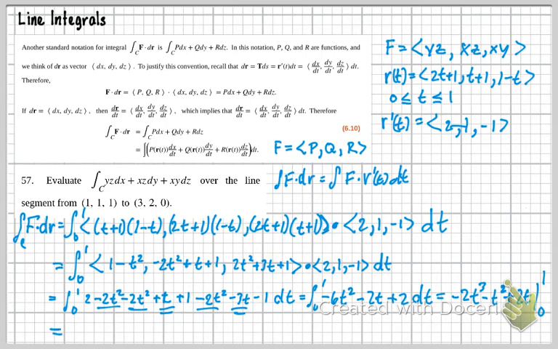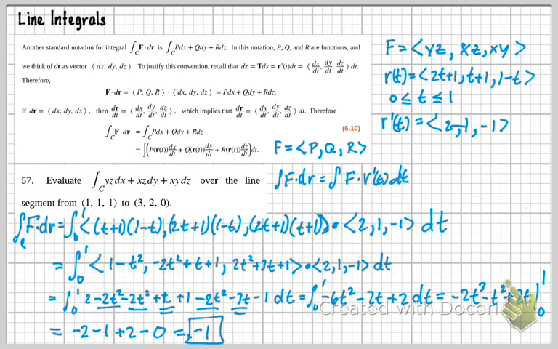Which equals, going to plug in my upper bound minus my lower bound. My lower bound is going to result in all zeros. So I'm going to get negative 2, because that's going to be times the 1 cubed. And then minus the 1. And then plus the 2 for the last one here. And then it's really just minus the 0 for all three of those, since they all have t's. And this is going to result in negative 1. So negative 1 is our answer for this one here.